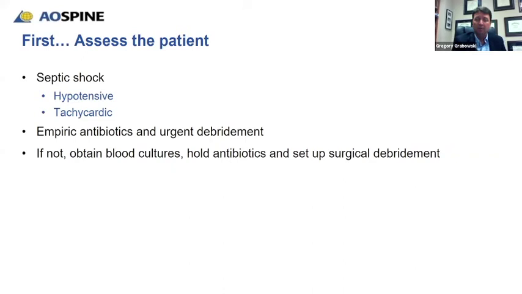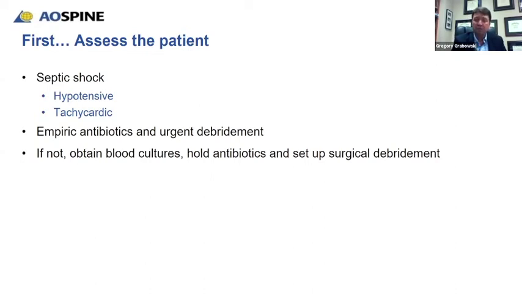One of the really concerning things that can occur with an infection is that the person can be presenting in septic shock. If they're hypotensive and tachycardic and they have pus under pressure, then the treatment of that person is obviously very clear. They need emergent empiric antibiotics to help stabilize them, and an urgent debridement to get that pus under pressure out.